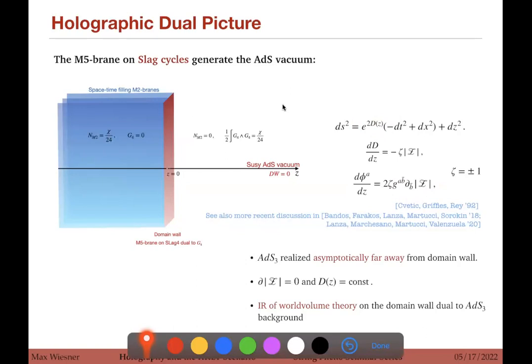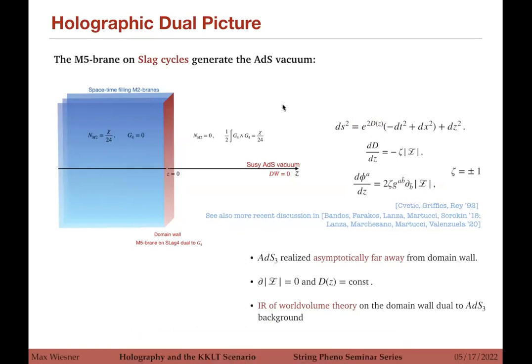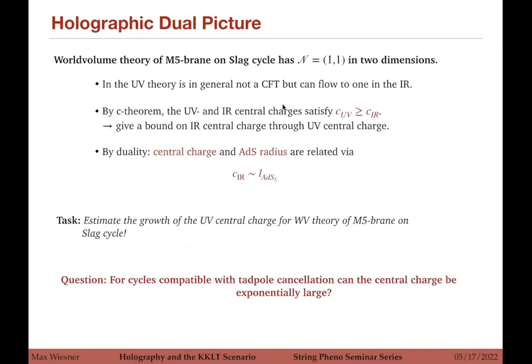Unlike in higher codimension examples, for instance the black hole example, the AdS3 here is realized asymptotically far away from the domain wall, such that we should look at the IR of the world volume theory on the domain wall, which we expect to be dual to the supersymmetric AdS3 background that we wanted to get from this KKLT-like M-theory construction. So essentially, the M5 domain wall generates this AdS vacuum, and the world volume theory should flow in the IR to the theory dual to this AdS background.